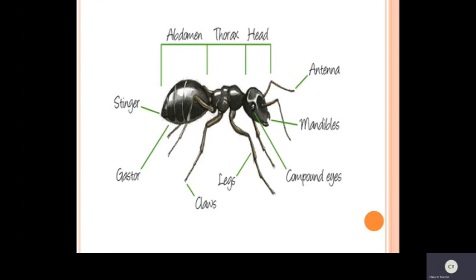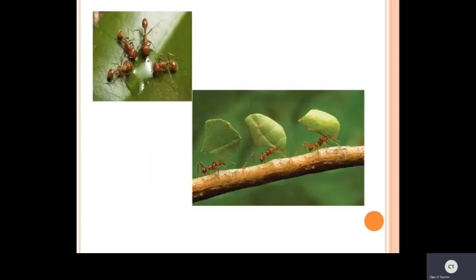Okay, children. Now let us see once again about these ants. See here, they are carrying weights which are 50 times more than their body weight. Now let us see once again this video, children.